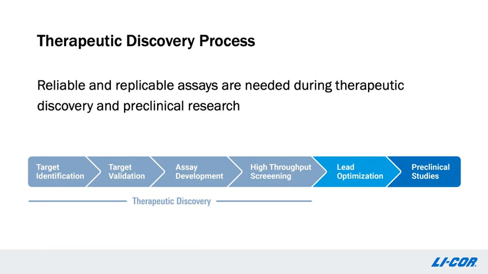The upstream processes involved in therapeutic discovery, lead optimization, and preclinical studies are essential to identifying the best potential therapeutics and treating human disease. Because of the importance of these preclinical stages, it is imperative that researchers have reliable and consistent assays that give accurate and dependable data.